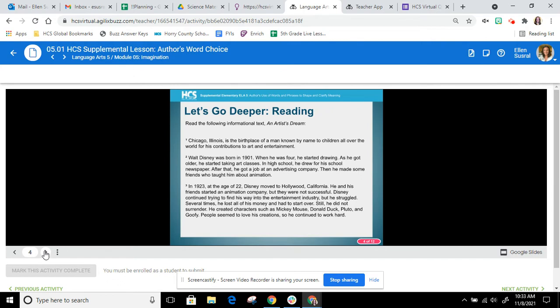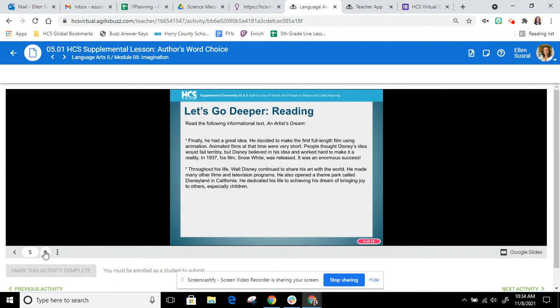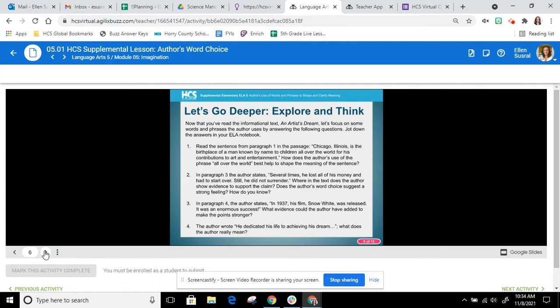And then you've got a text to read, and it's called An Artist's Dream. You've got 3 paragraphs here and 2 paragraphs on the next page for a total of 5 paragraphs for the text An Artist's Dream. So make sure you read those 5 paragraphs. And then you've got 4 questions that I want you to answer in your notebook. These are going to help you with your assignment.